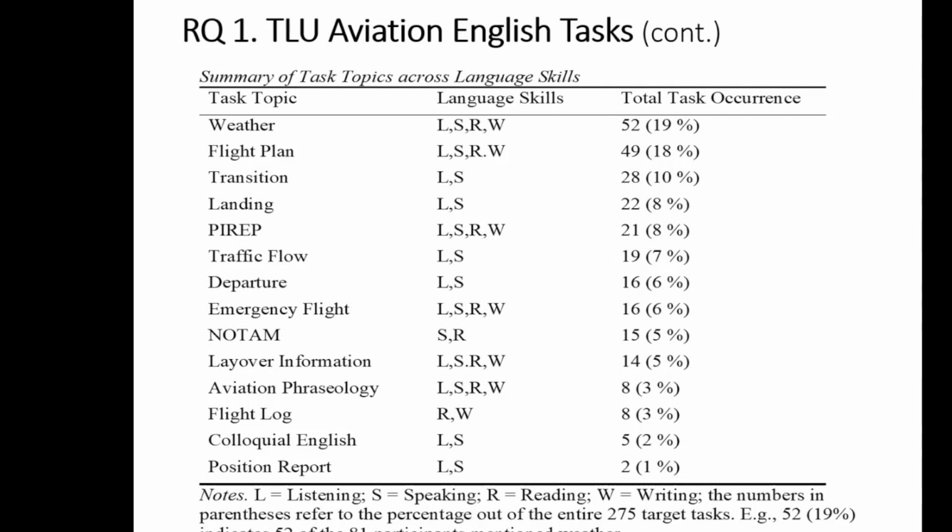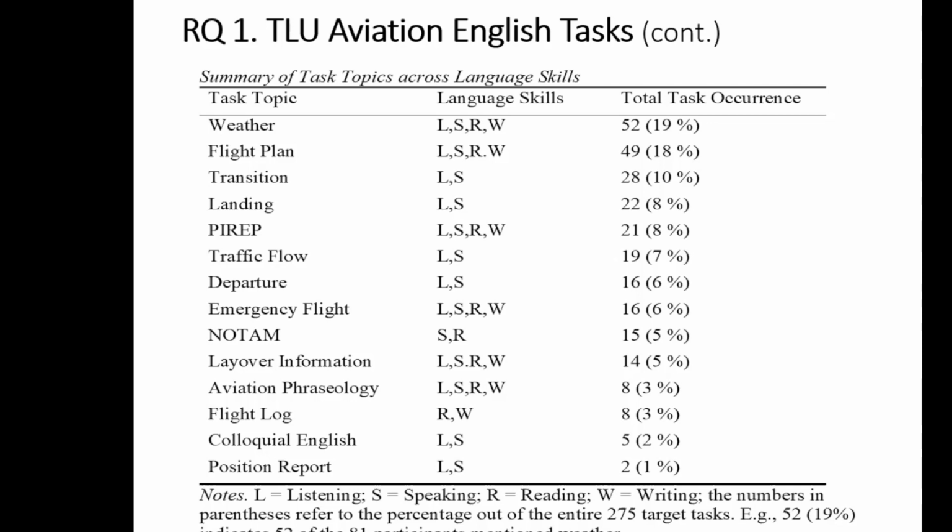because controllers and pilots are always listening and speaking. So that's why, considering these interrelated features of aviation English tasks in real world settings, the analysis of task topics across the 4 language skills is presented in this table. So I first came up with the task topics such as weather, flight plan, transition, landing, PIREP, etc.